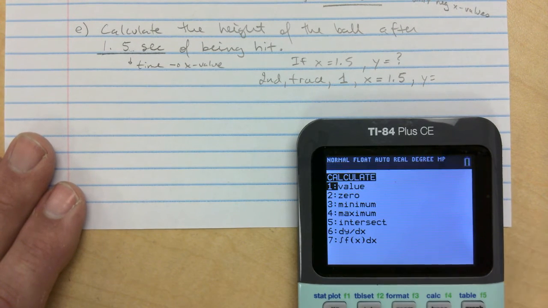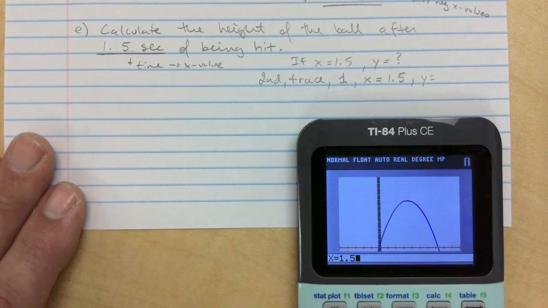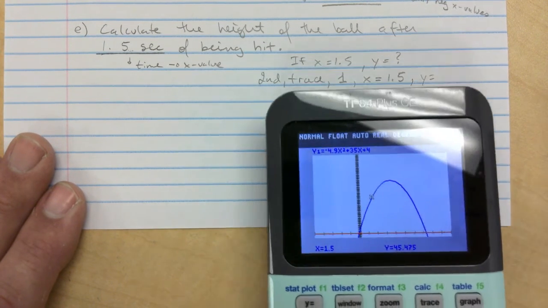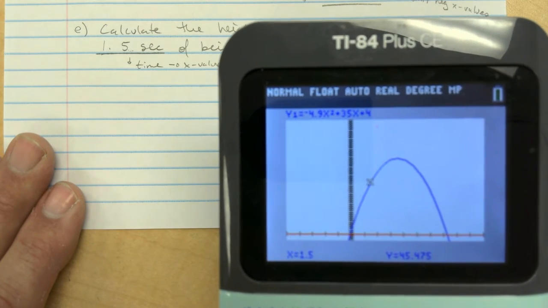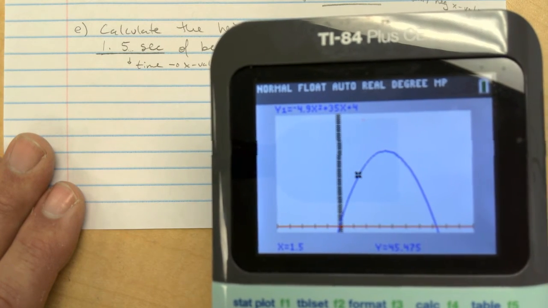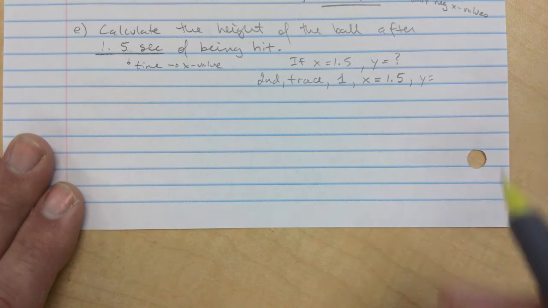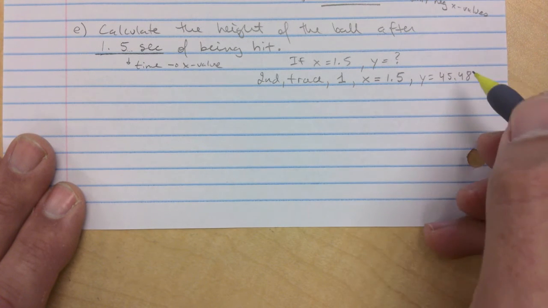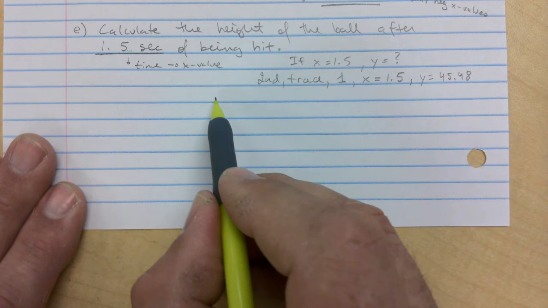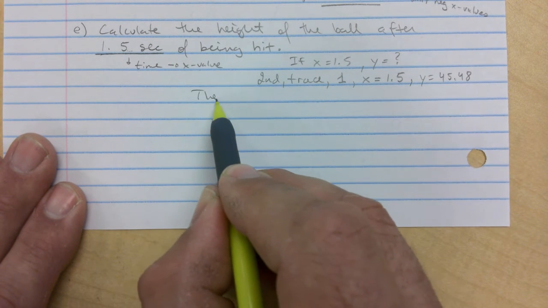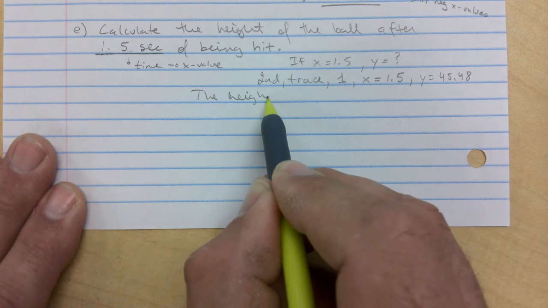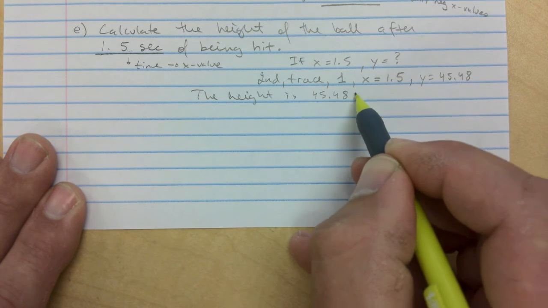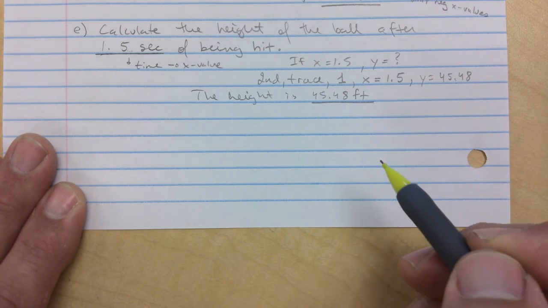So we're going to go second trace 1, 1.5, hit enter, and you are at a height of 45.48. There it is, the y value, 45.48. So the height is 45.48 feet. There it is.